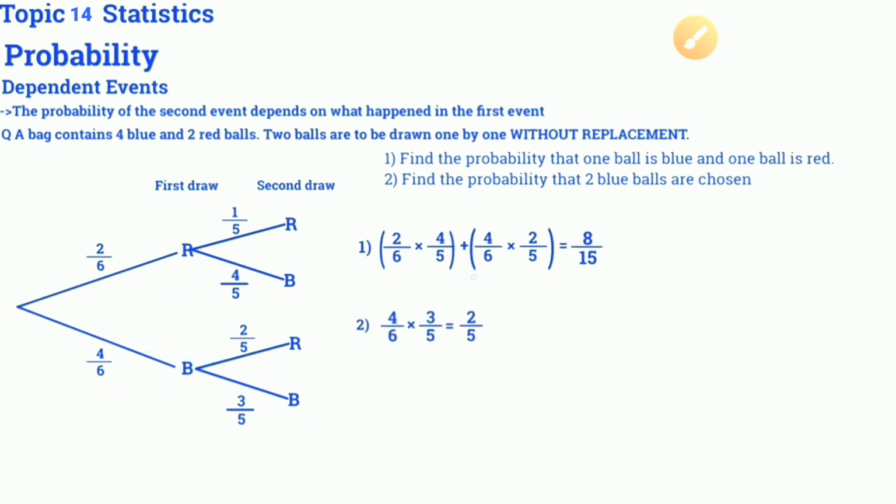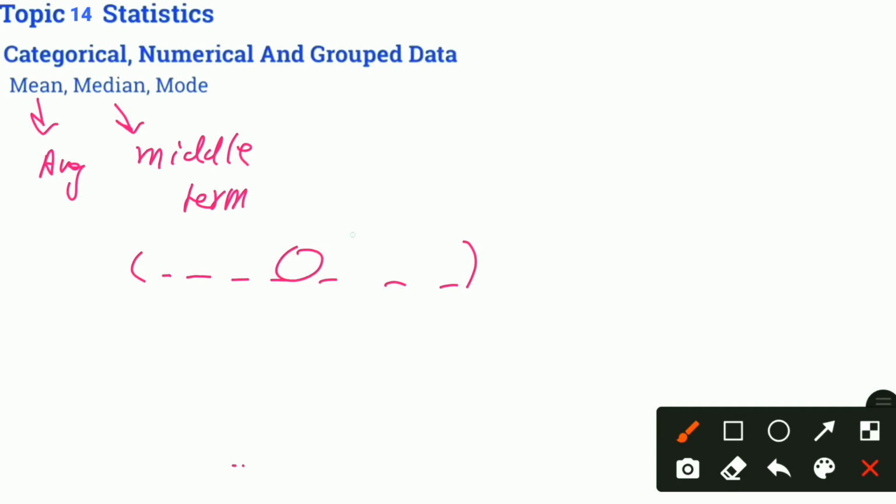Like I told you, this is the end of probability. Categorical, numerical, and grouped data. Mean, median, and mode. What is mean? Mean is the average. Median is the middle term, the middle of the numbers in ascending order. You try to take the middle one. Mode is the data which has been repeated, which has the highest frequency.